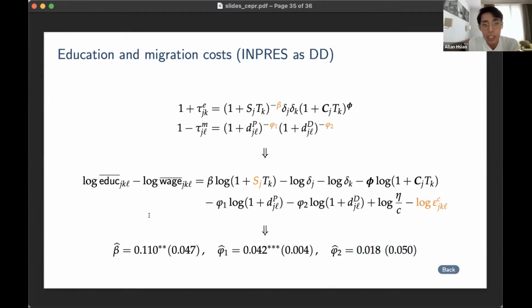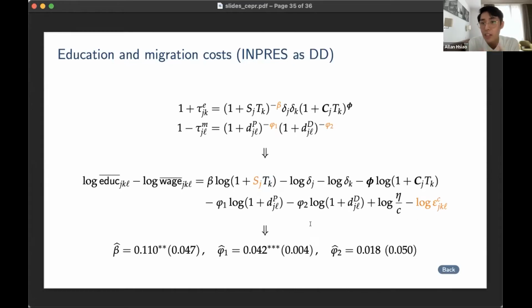I'm going to get this equation here. So this on the left, the difference between education and wages I observe, it's going to be a function of these things that I can regress on and estimate parameters with. But what I want to point out here before I move on is that, for example, I'm regressing on S_j, which is the number of schools that were built. That's an endogenous object. That's going to be correlated with the error term.